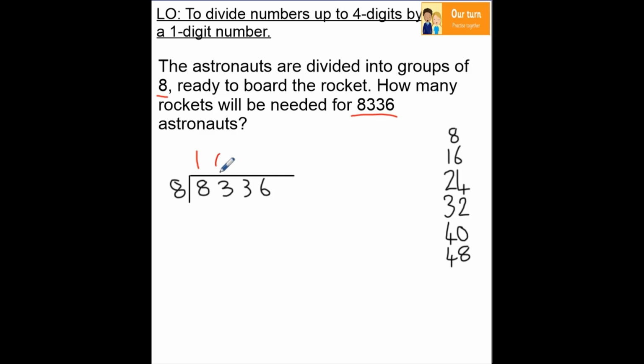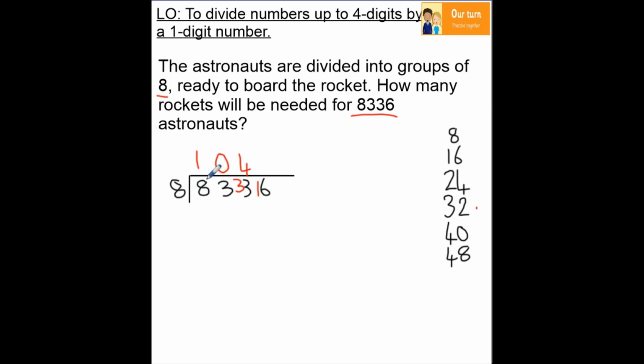We can't do that, can we? So our placeholder goes here, and this 3 is moved over into here because we had 3 left over. This now becomes 33. How many 8s go into 33? What's the closest of the multiples that I can get without going past 33? 32, isn't it? And that's 1, 2, 3, 4. However, I got to 32 and I wanted to get to 33, so I would have a remainder of 1.